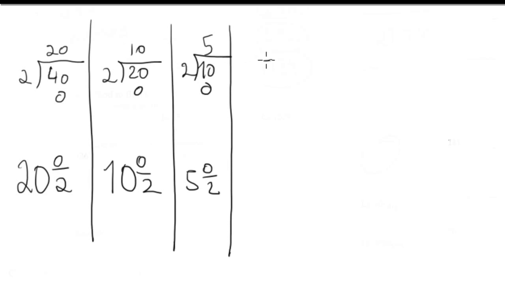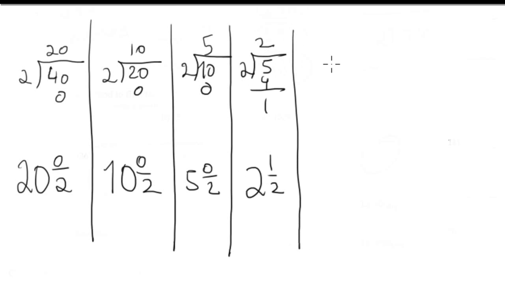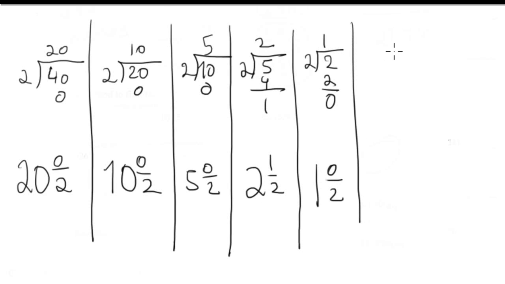Now 5 divided by 2 is 2. 2 times 2 is 4, remainder 1. And now 2 divided by 2 is 1, remainder 0. And finally, 1 divided by 2 is 0, remainder 1.